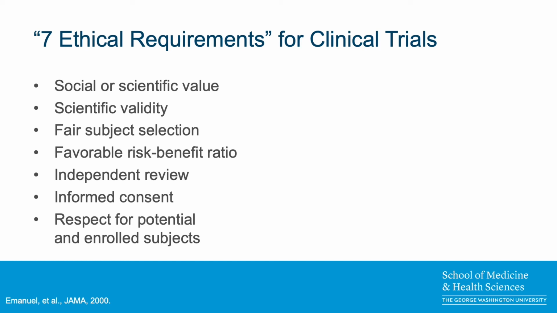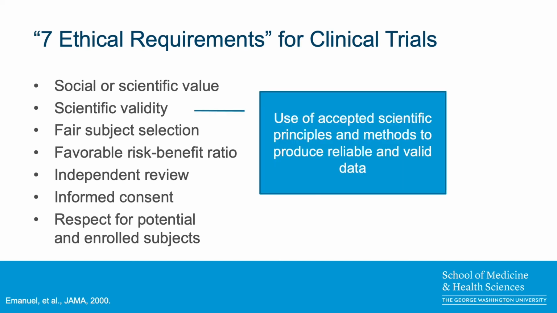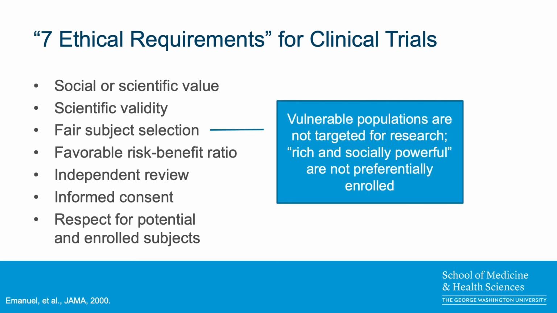So the first requirement that he notes is social or scientific value, indicating that the research is of value to public health or well-being of patients or increasing scientific knowledge. The next requirement was scientific validity, that there is the use of standard methodology and techniques for analysis. Fair subject selection means that, again, this concept, vulnerable populations are included, and he also included here the rich and socially powerful, that they're not preferentially included in clinical trials.